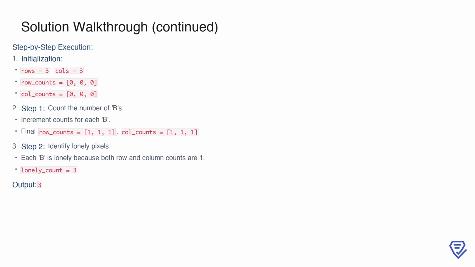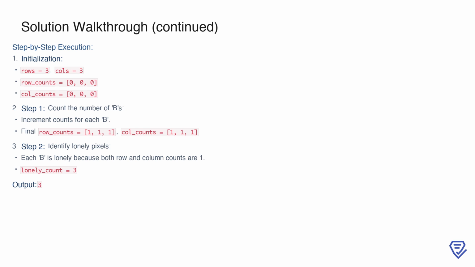In this case, the grid is a 3x3 matrix with black pixels in a diagonal arrangement. We initialize rows, cols, row_counts, and col_counts as before. As we iterate through the grid to count the B's, we find one black pixel in each row and column. This results in row_counts equals 1, 1, 1, and col_counts equals 1, 1, 1.